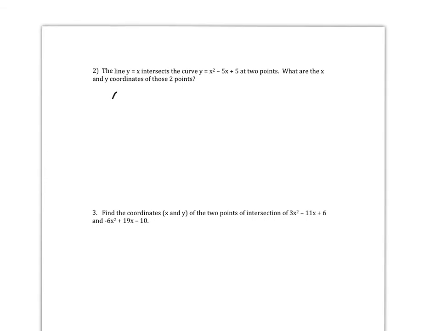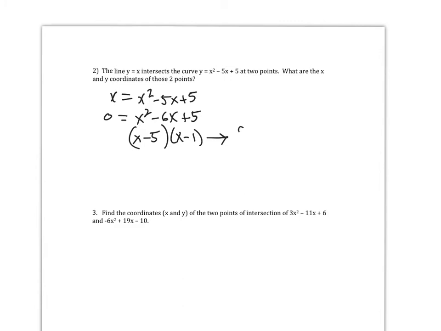Okay, next we have another intersection problem, but now we're supposed to find the x and y coordinates. So again, we're going to set x is equal to x squared minus 5x plus 5. Again, we want to set one side equal to 0, so we're going to set the left side, which is just much easier, x squared. We subtract x from both sides. This is factorable into x minus 5 times x minus 1, which gives us x values of 1 and 5.